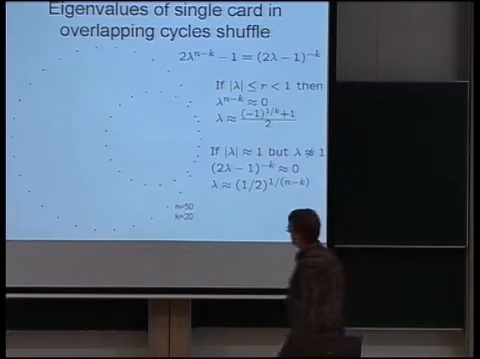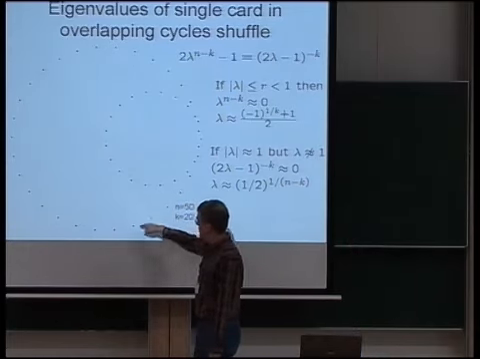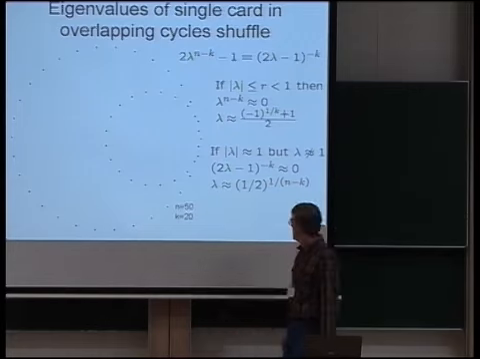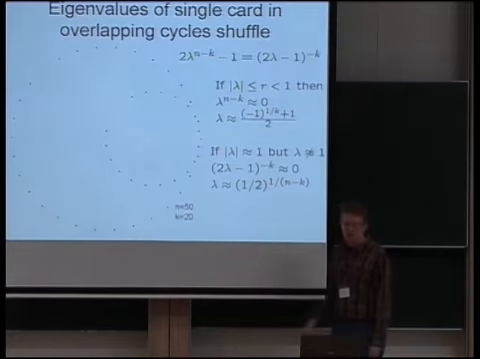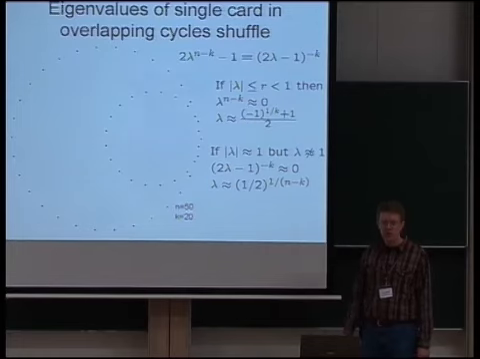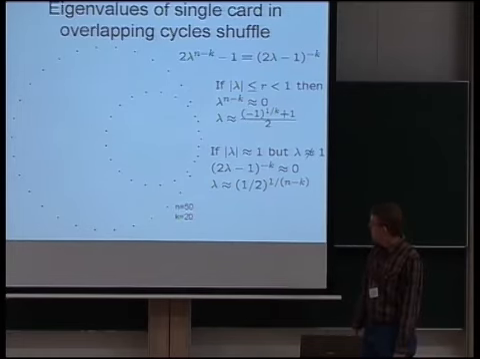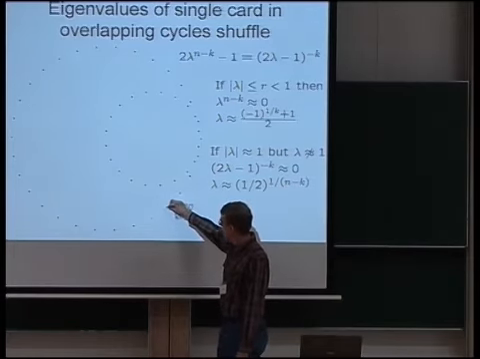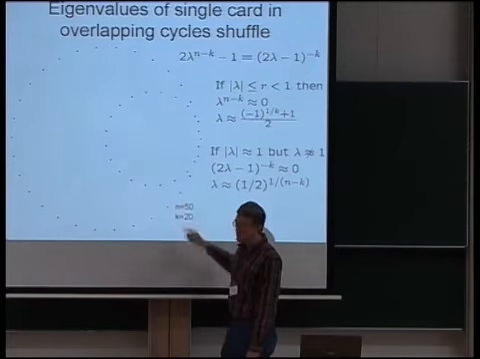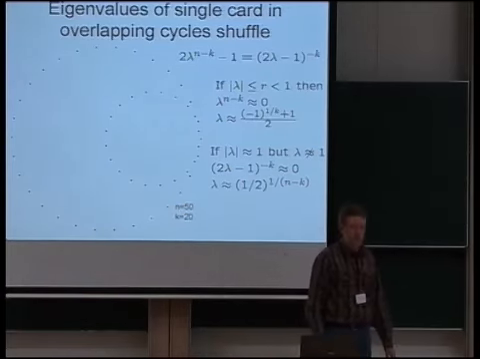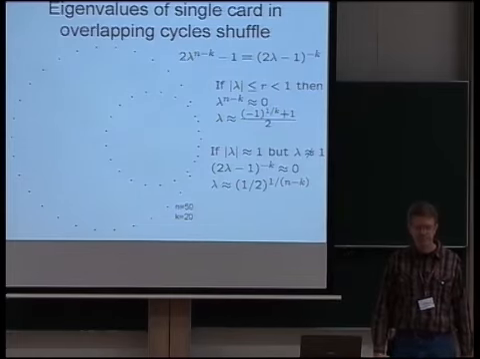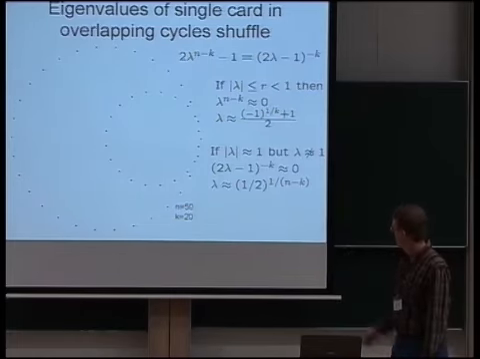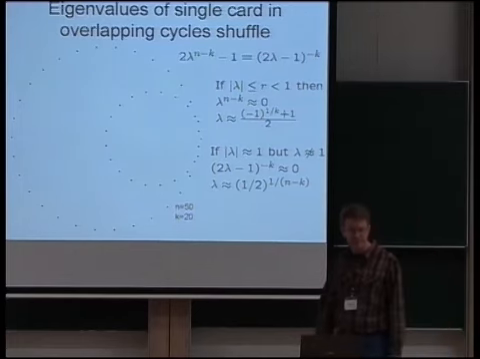Okay, so that explains why these eigenvalues are more or less evenly distributed. The 1/2 to the n minus k is essentially 1. But the other thing to notice is that for these eigenvalues, the modulus is about 1 minus order 1 over n. And that's because of this factor of a half there.